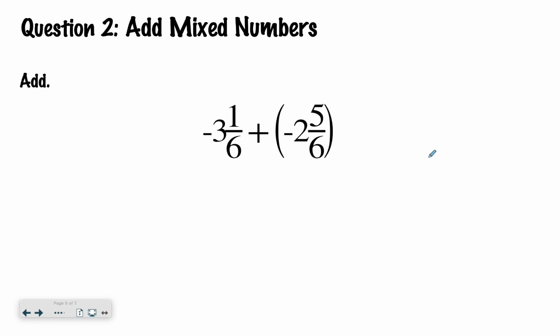All right, here is a question for you. Make sure you pay attention. Both of these numbers are negative. Go ahead, convert them to improper fractions and add them. Good luck.